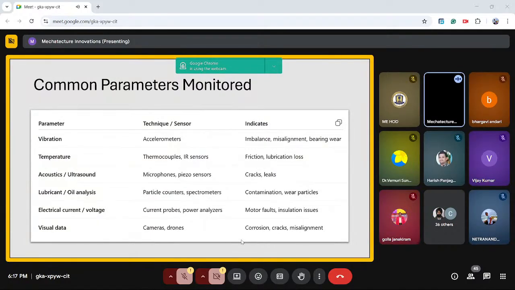So what are the common parameters? We are always talking about taking a parameter and checking whether it is within the limit. Say we are talking about condition monitoring of an equipment, which means I have to make sure that all the conditions of the parameters needed for the smooth functioning of the component are evaluated. What are all the parameters? One is vibration, temperature, acoustics, lubricant, electrical energy, visual data.